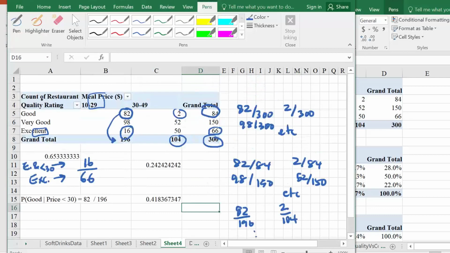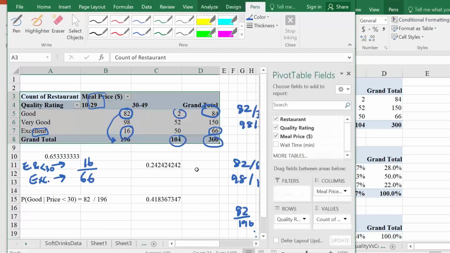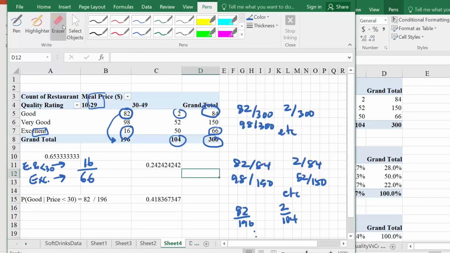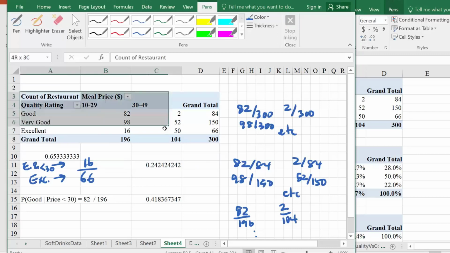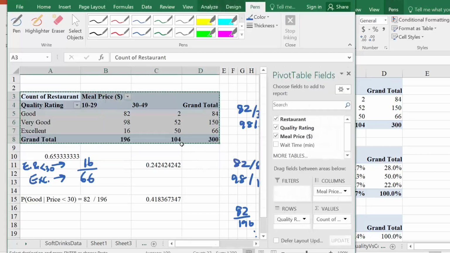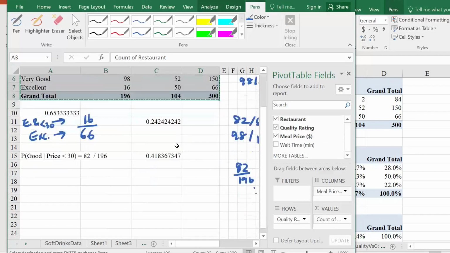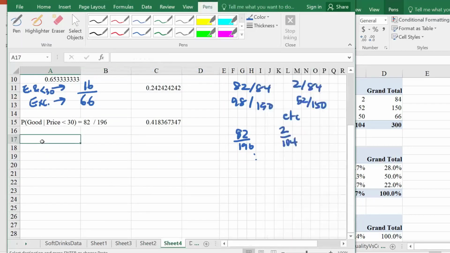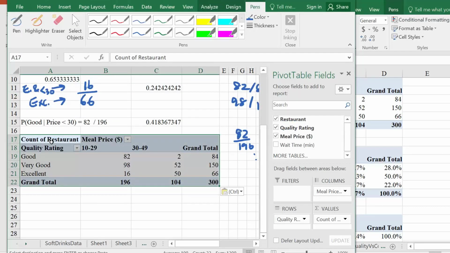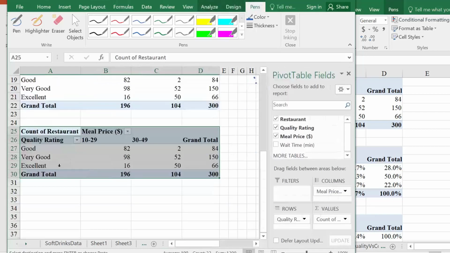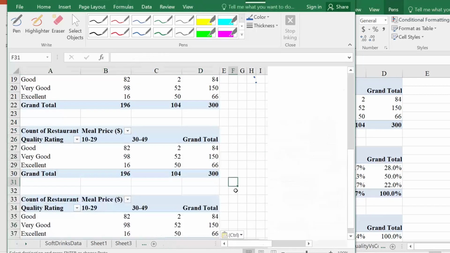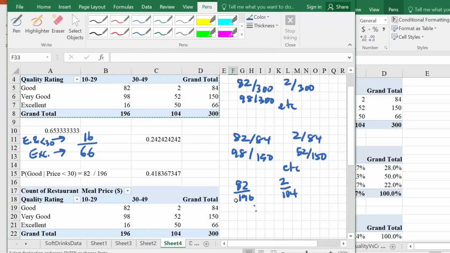So maybe I should erase all these things here and just make a couple of copies. I'm going to press Control-C to copy, and paste this 3 times: Control-V, Control-V, and Control-V, so I can make all those different configurations.